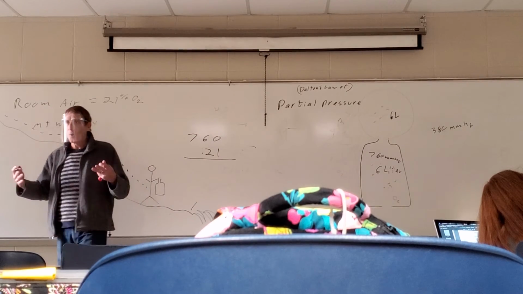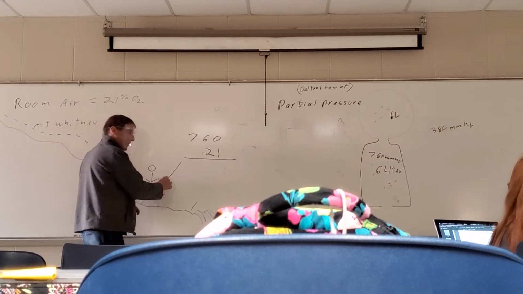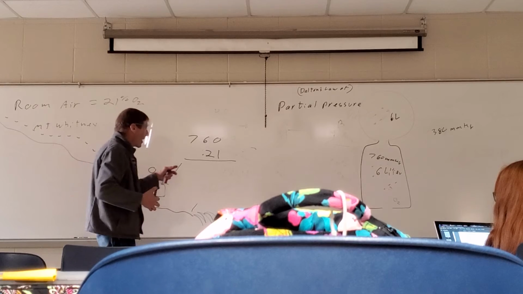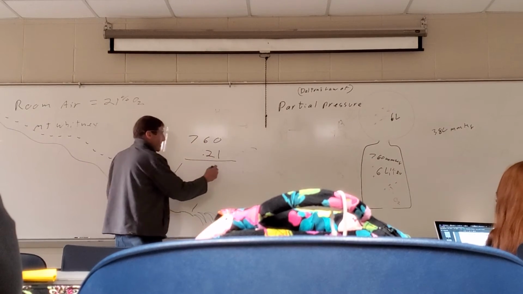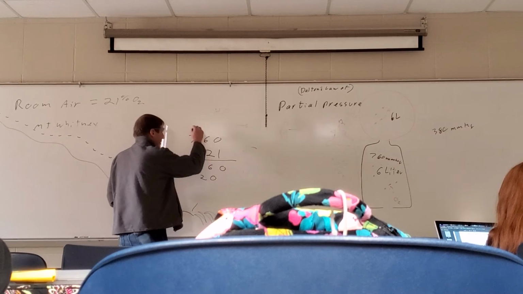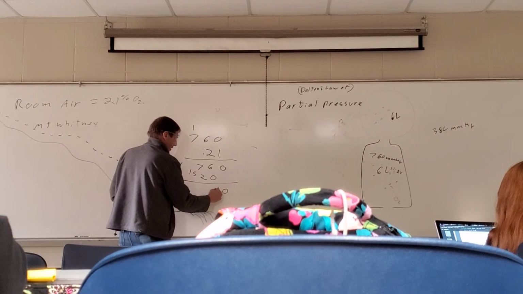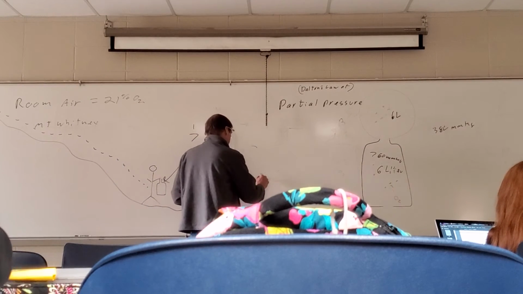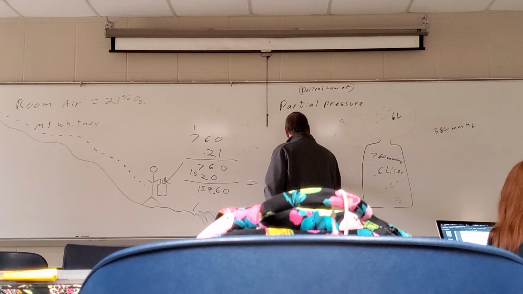ambient or barometric or atmospheric pressure where you are. So at sea level, we'll assume this room's pretty close, it's going to be about that value. But to calculate the amount of oxygen available at sea level, just multiply them together. 21% times 760 is going to equal 159.6. The units are still millimeters of mercury.